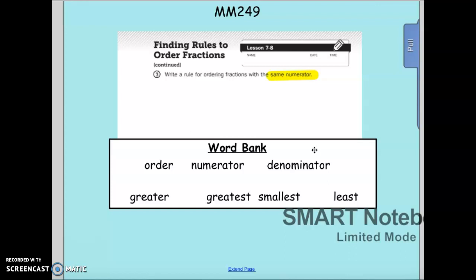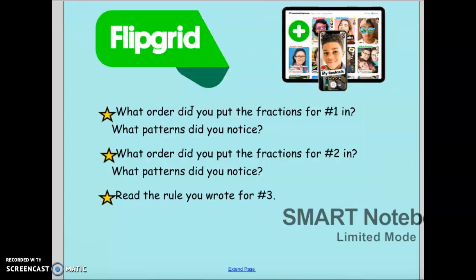Once you've completed all 3 questions, please record yourself on Flipgrid. Some questions I'd like you to answer in your Flipgrid video are, what order did you put the fractions for number 1 in? And what patterns did you notice for problem 1? What order did you put the fractions for number 2 in? And what patterns did you notice? Last, read the rule that you wrote for number 3.